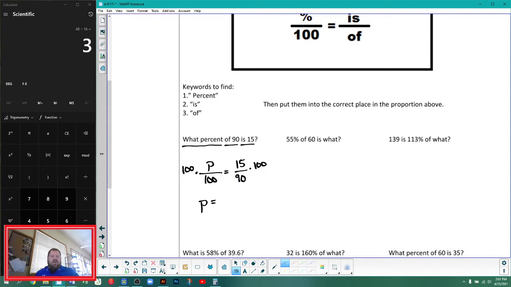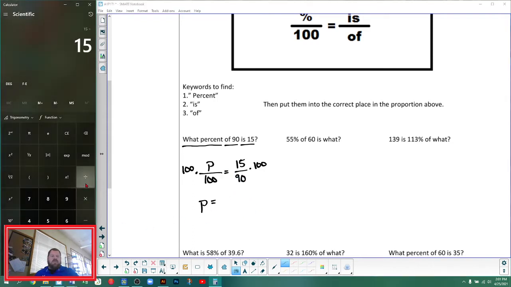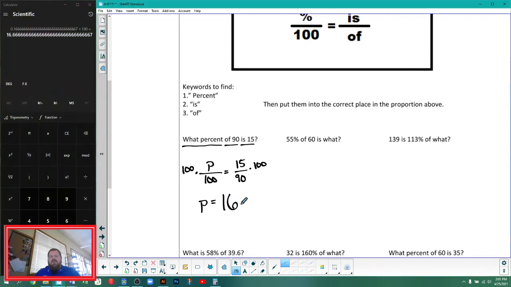So I have 15 divided by 90 times 100. And we're going to be rounding a lot of our numbers today. Typically, I look to the nearest tenth of a percent, so I'm looking for one decimal place. This one is going to be 16.7 is what we're going to have. Since it is the percent that I found, I should put a percent symbol on there.